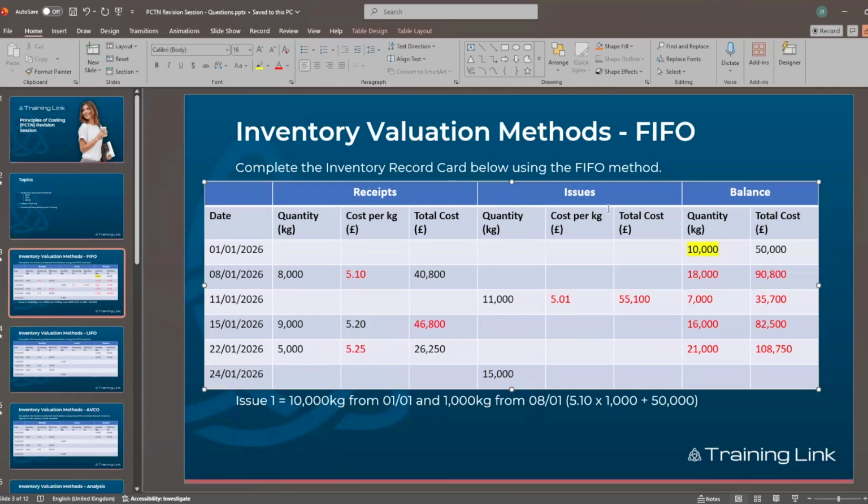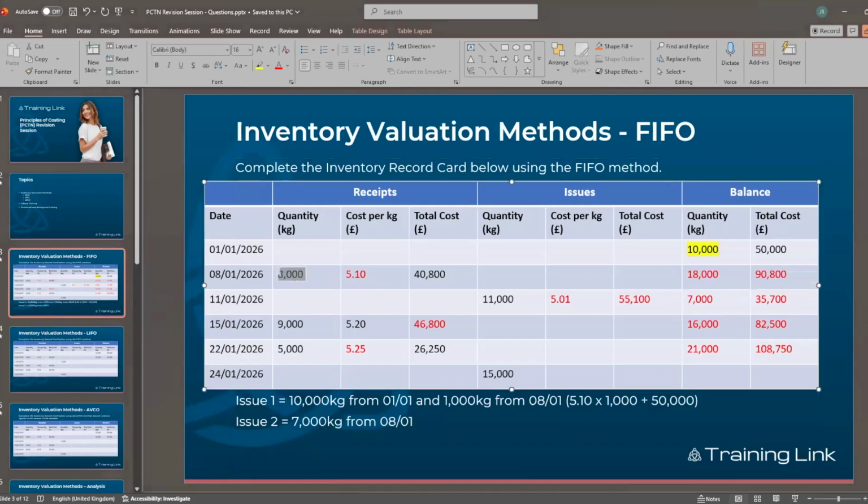Remember, using FIFO, we're going from the earliest stock first. So it's always important to remember what you've already used. This is something which comes up when you've got multiple issues, where sometimes you can almost forget that you've already used this 10,000 for the 11,000 issue, and we've used 1,000 of this 8,000 because that was for 11,000. So when we look at issue 2 here, we're going to take the remaining 7,000 kilograms from the 8th of the 1st because we're carrying on working down.